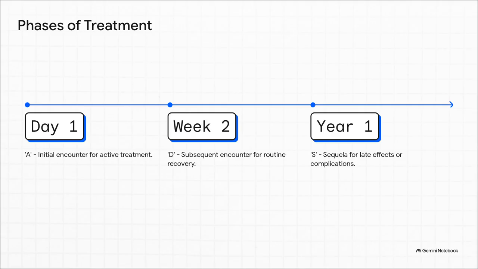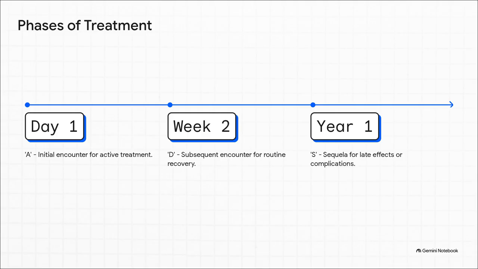But hey, don't let the word initial trick you into thinking it only means the absolute first time seeing a doctor. What it actually means is that the patient is actively receiving treatment for the condition. Think ER evaluations or emergency surgery. Next, D is for subsequent encounter. You use this when the active treatment is completely finished and the patient is moved into the routine recovery phase, like coming in to get a cast taken off or getting sutures removed.